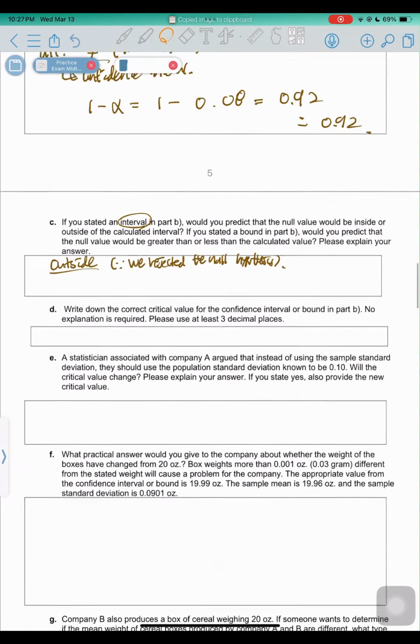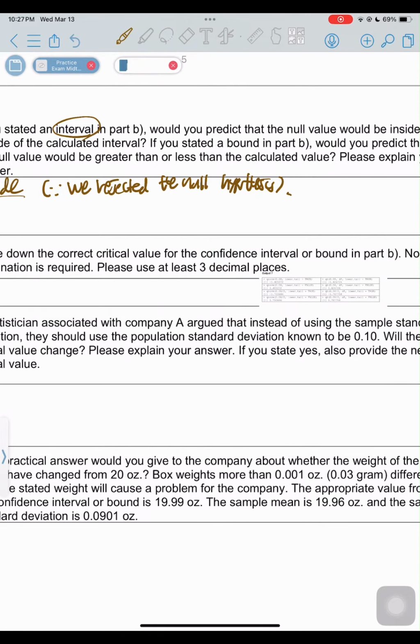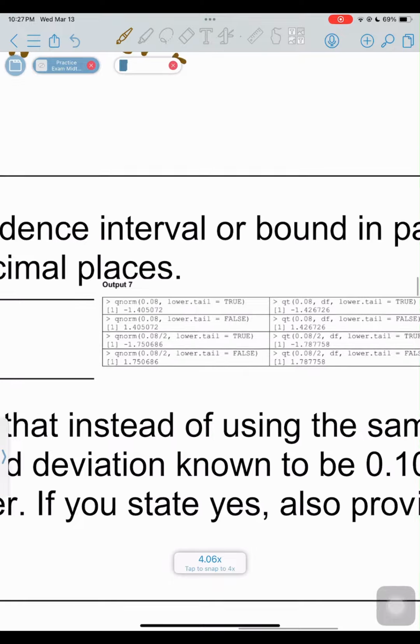Let's copy and put it in here, if I can do that. Yeah, should be good enough. I can still see it. Yeah, I will just zoom in.